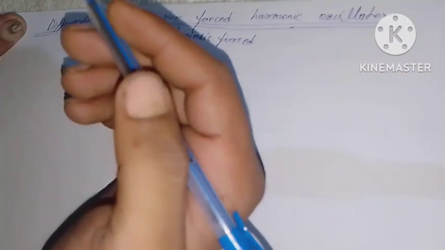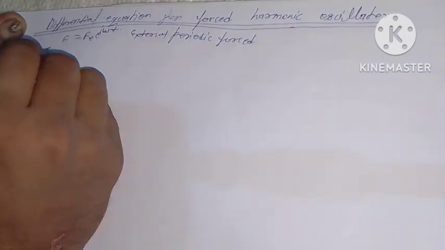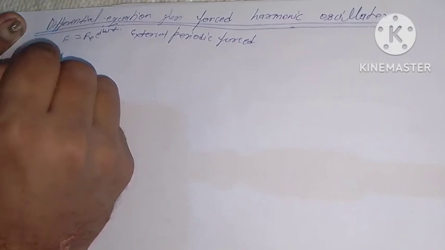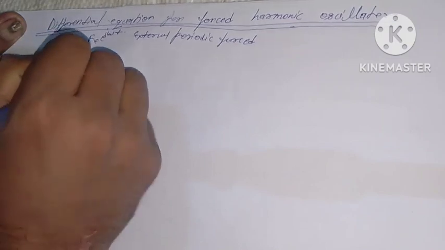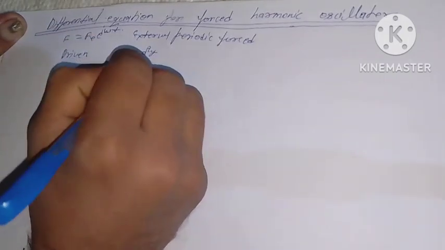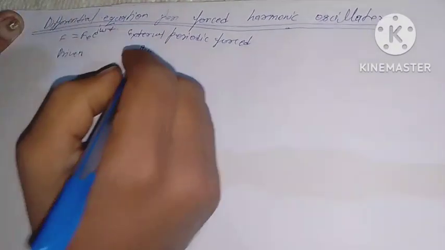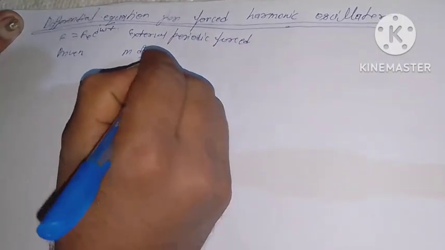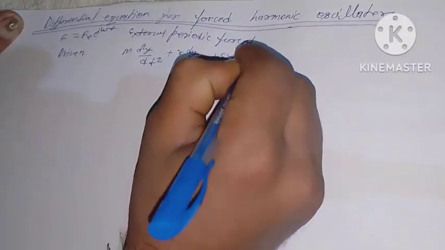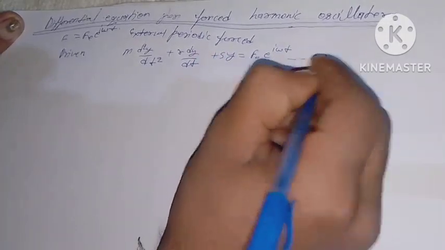Then the differential equation for the motion of the force driven harmonic oscillator is m d square y upon dt square plus r dy by dt plus s y equal to F naught e to the power i omega t. This is equation number 1.